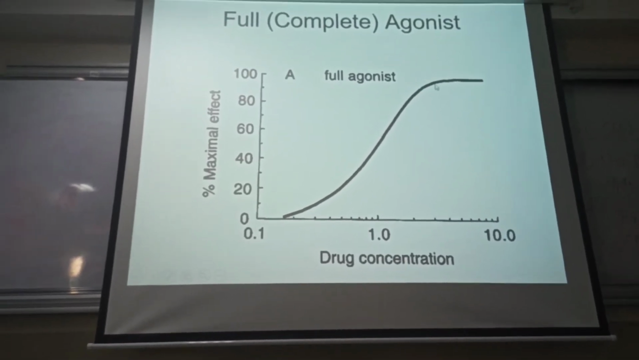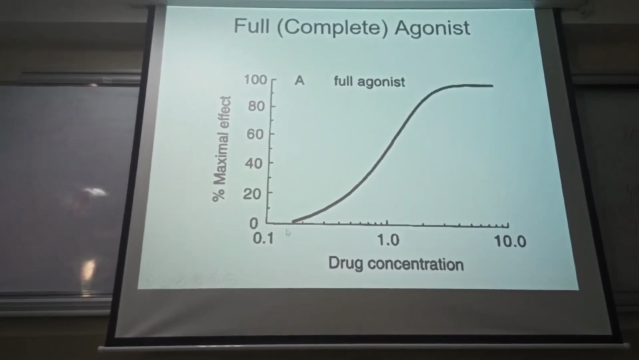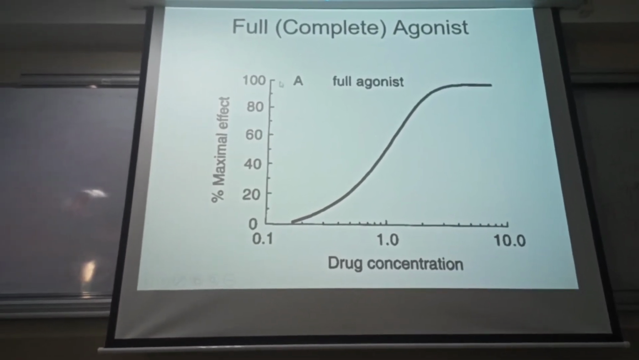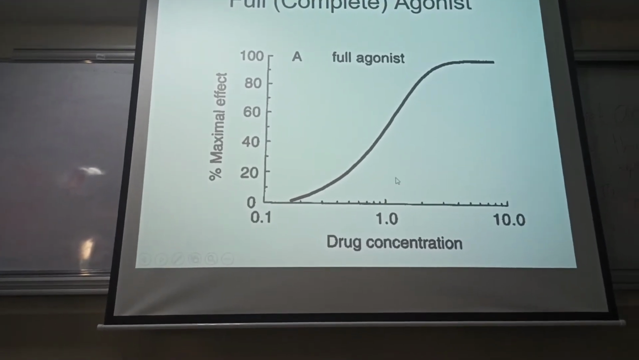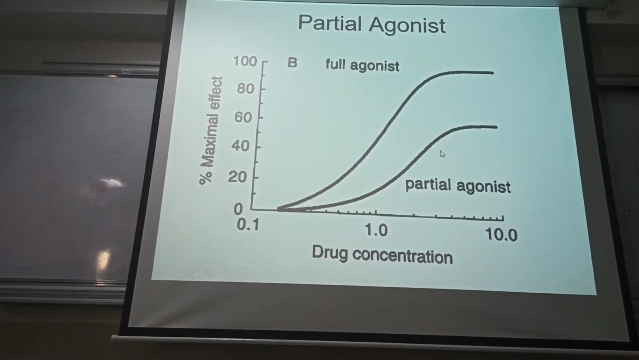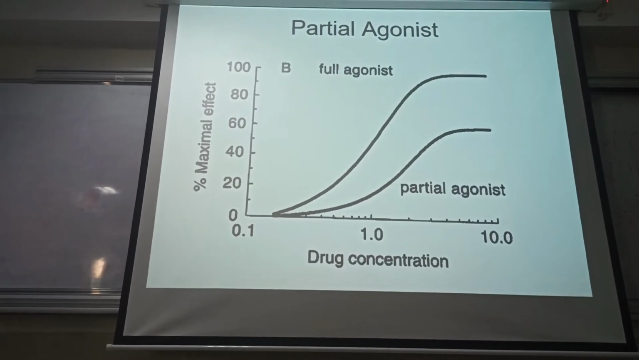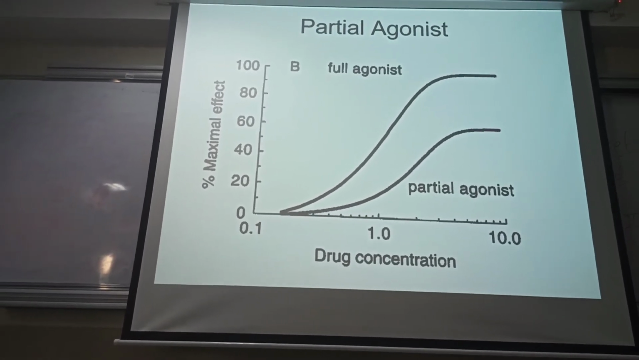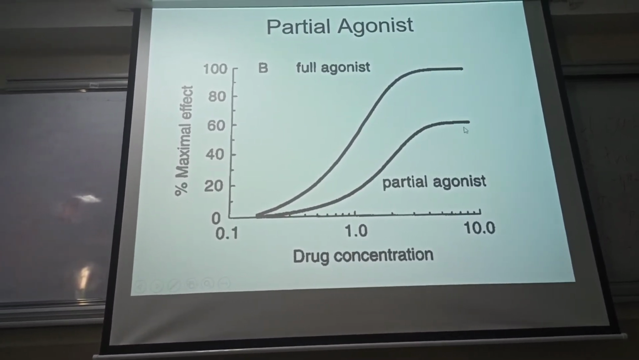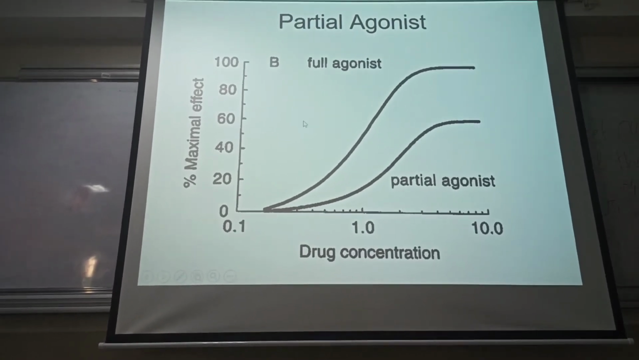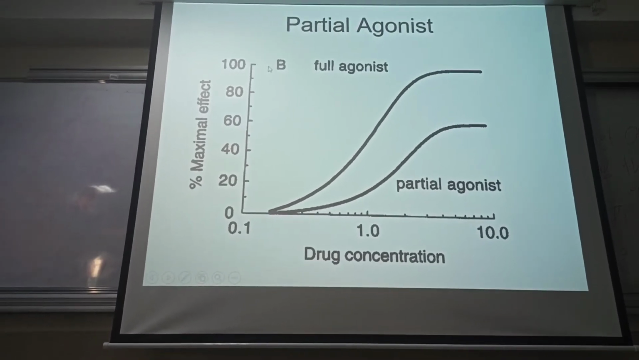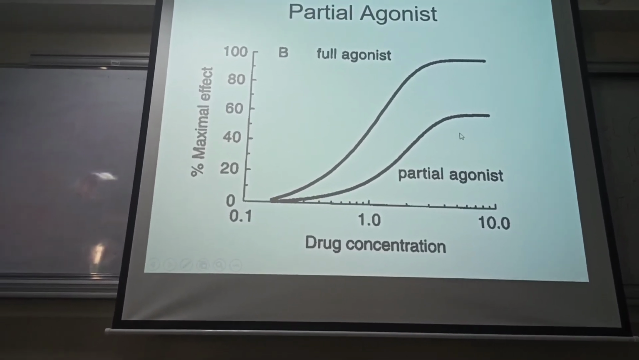Here you see the full agonist. You see increasing the concentration, and we have the maximum possible effect, 100% effect. And here you can compare full agonist and partial agonist. For partial agonist, the maximum effect that is produced is less than full agonist. Here we have the maximum effect, about 60%. And here we have 100%. So we have full agonist and partial agonist.